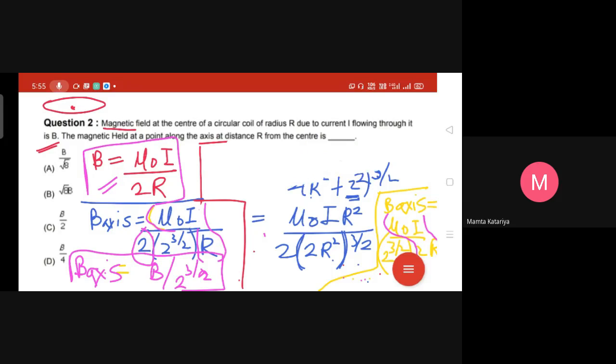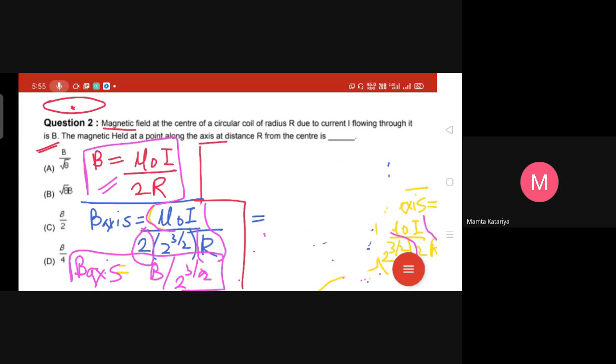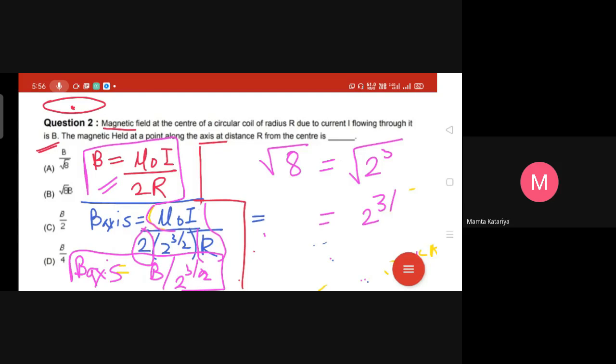Do you know how we can write root 8? Can you write root 8 in terms of a power of 2? I can write it as 2 raised to 3 by 2. Root means half power. 8 means 2 raised to 3, 2 ka cube hai, 8. So root 8 is representing 2 raised to 3 by 2. So here the correct option is B upon root 8.